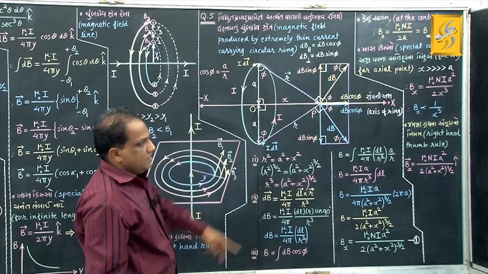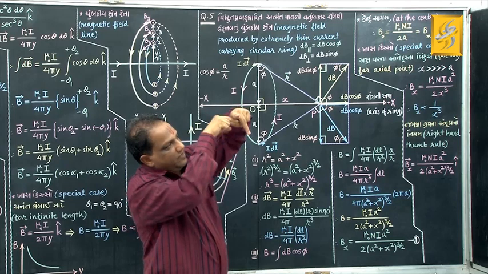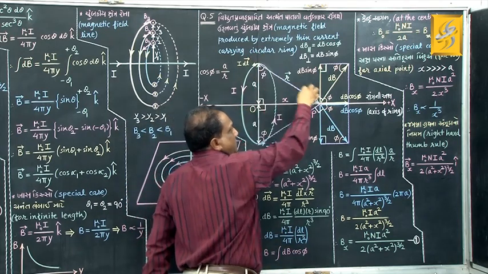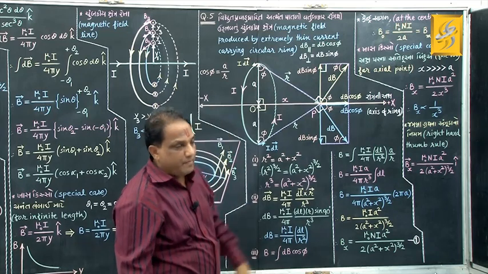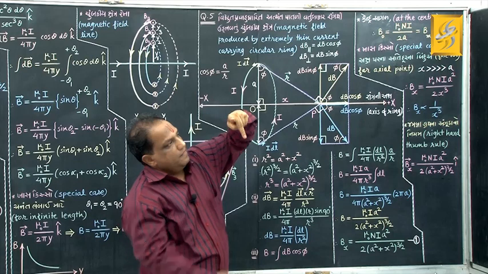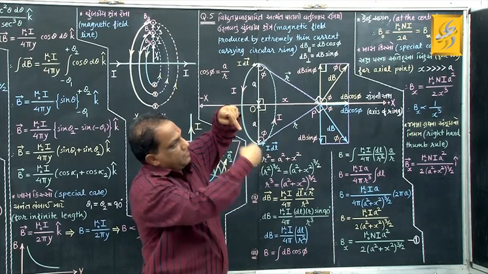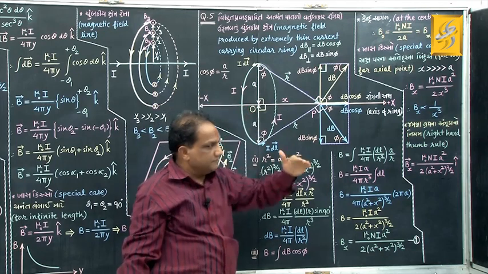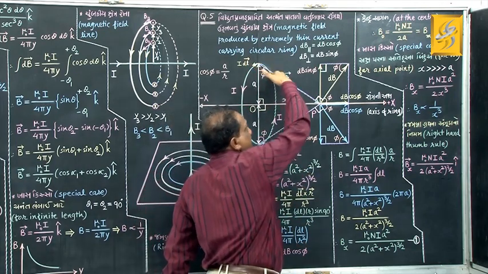Tell me, this is vector dl, this is vector r. Now think of a plane passing through these two vectors, correct? That plane is a slanting plane, inclined. And that inclined plane is this.